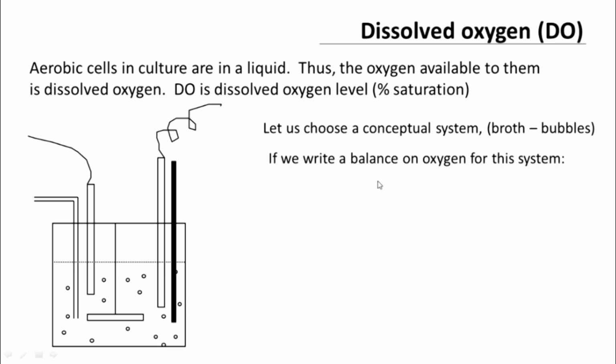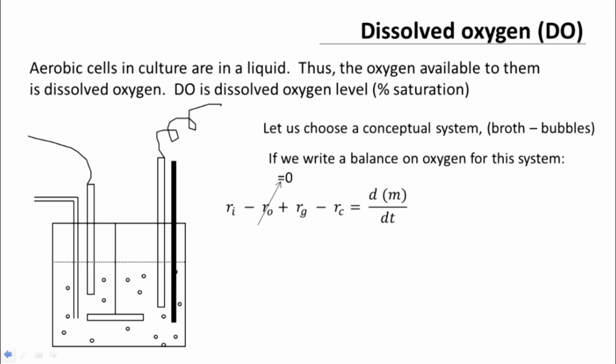If we write a balance on oxygen for this system, this is the overall balance equation. We always start here, it's very fundamental. So input rate of oxygen minus the output rate of oxygen plus the generation of oxygen minus the consumption of oxygen equals the accumulation of oxygen, all in terms of mass per time. We have chosen this particular system, broth minus bubbles, so that we could actually set the output rate to be equal to 0. Okay? It simplifies our approach significantly.